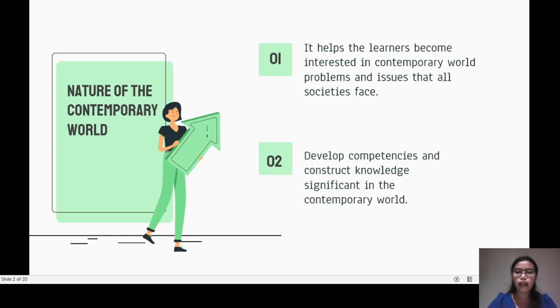We can also develop certain competencies and skills as we learn this subject or course. We will be discussing them more specifically as the lesson progresses.